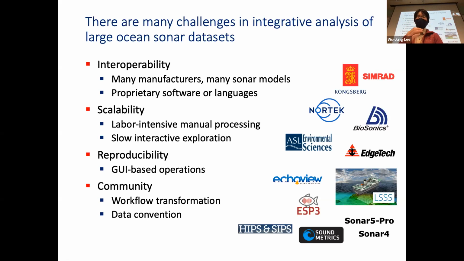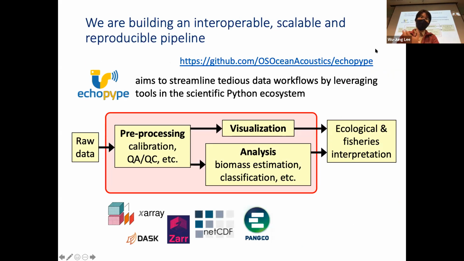And along with this, there is an embedded challenge: with all of the different sonar models and manufacturers with their own data formats, we need a convention for us to be able to actually pass the data between different types of instruments so that we can just work with the data instead of struggling with the files, right? So our goal is to eventually build an interoperable, scalable, and reproducible pipeline. Right now we are building a software called echopype. The goal is to streamline the tedious data workflow by leveraging tools that already exist in the scientific Python ecosystem.